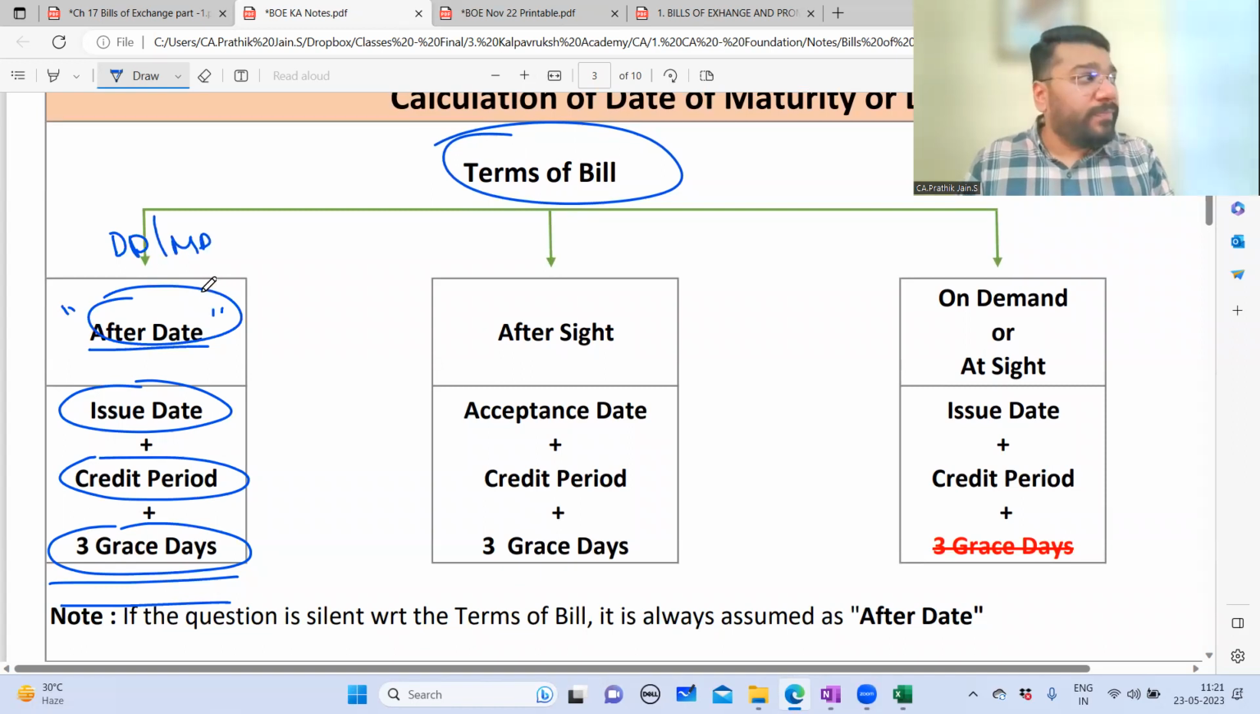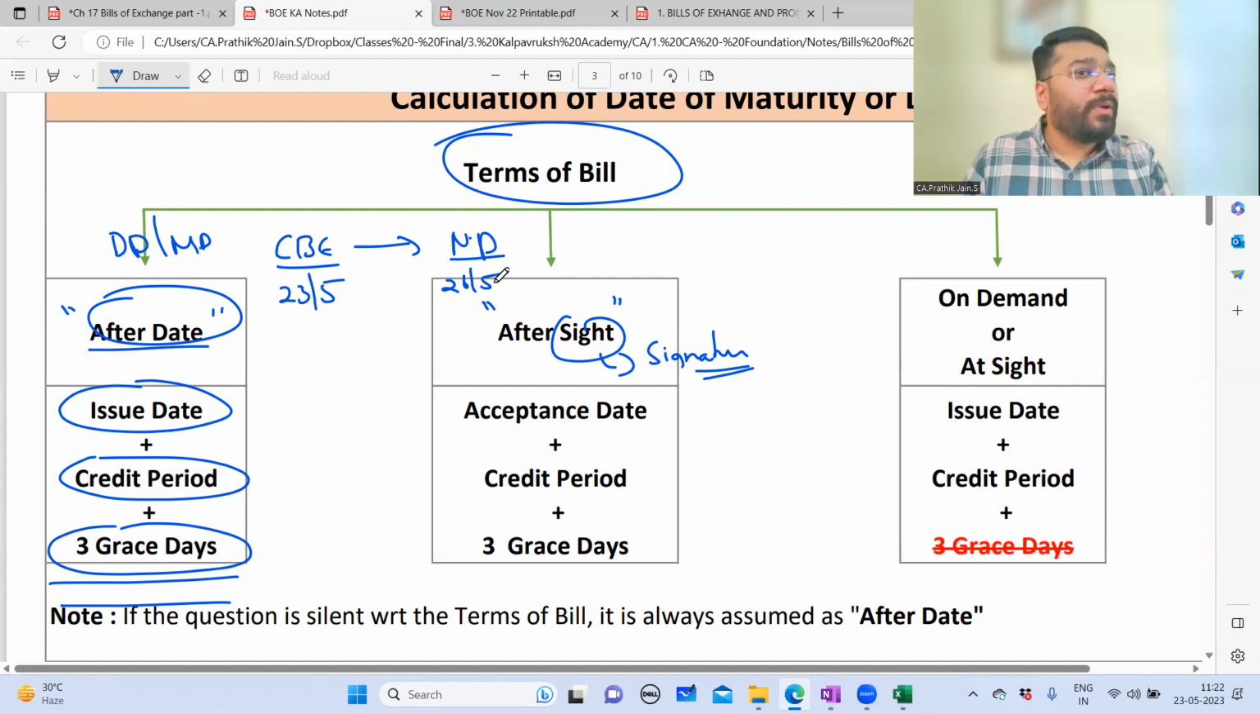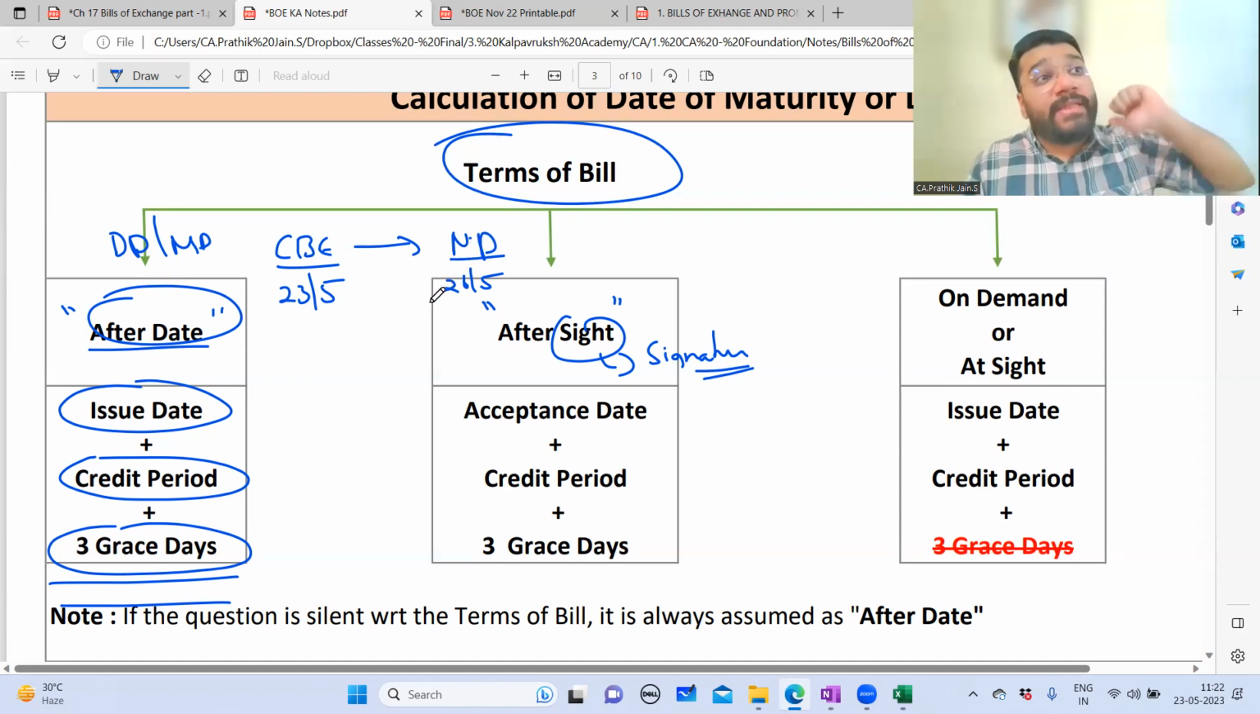Now, sometimes in the bill they will not use the words after date. They will use the words after sight. Sight here means signature. So please understand, the seller is in Coimbatore. The seller has sold the goods in Coimbatore. Today is 23rd of May. The goods will reach New Delhi, let's suppose on 26th of May. Along with the goods, the bill of exchange has also been sent. Now tell me, guys, the buyer will be receiving the bill on which date? 26th of May, when he receives the goods.